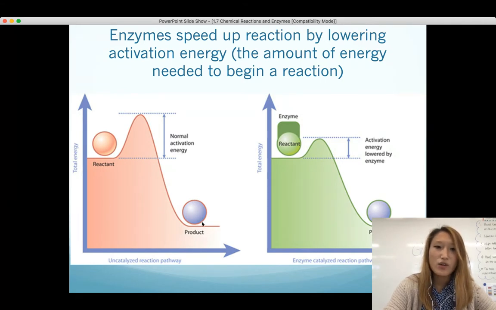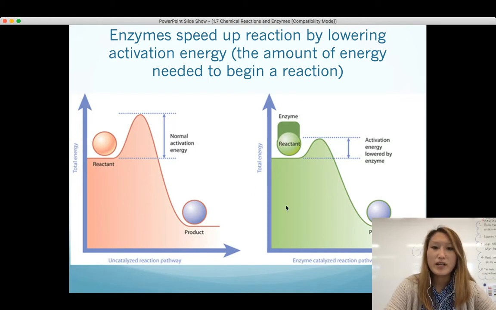However, even though overall there is a loss of energy to allow the products to be formed, you still have to raise the energy of the reactants first before they're able to break down into products or form products. Okay, so that is called the activation energy. It's the difference in energy level between the reactants and the highest level of energy.